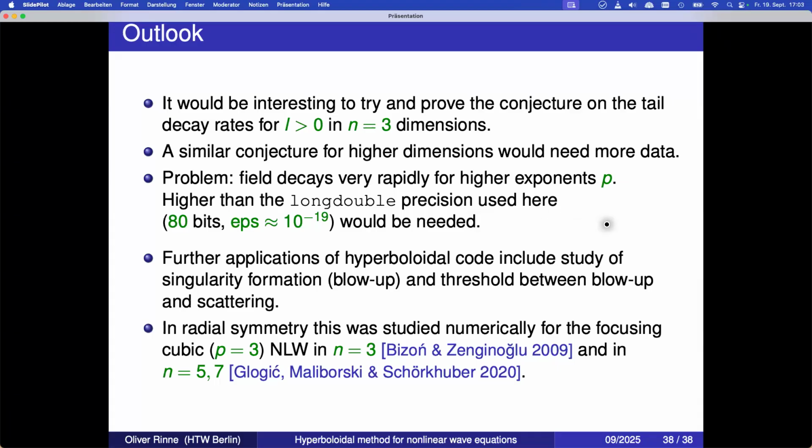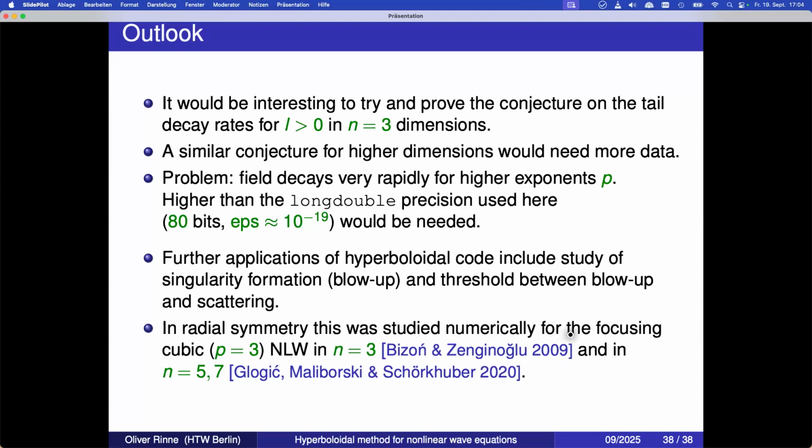What are further applications of this code? One of them is certainly blow-up, and in particular, the threshold between blow-up and scattering. And this has been looked at in various papers, but I want to mention in particular these two papers here. I think actually we have authors from both papers here in the audience. This is for the cubic nonlinear wave equation in 3 dimensions, and then also in 5 and 7 dimensions.